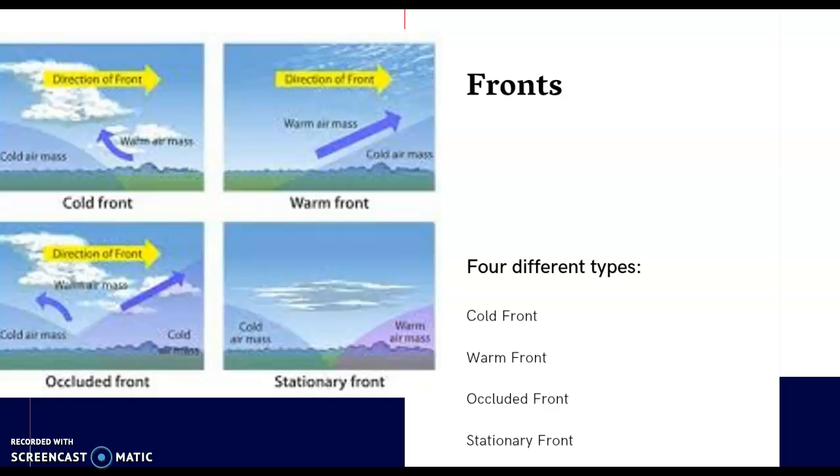A cold front is the transition zone where a cold mass of air is replacing a warmer air mass. When a cold front is passing, usually the wind picks up and there is a sudden drop in temperature.